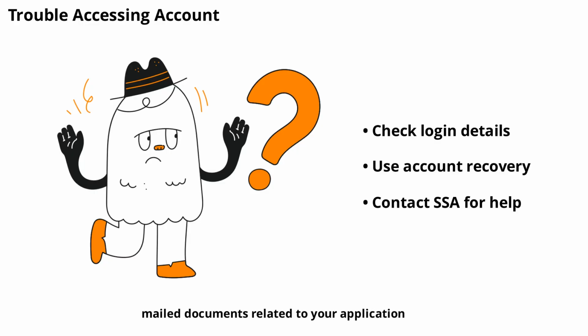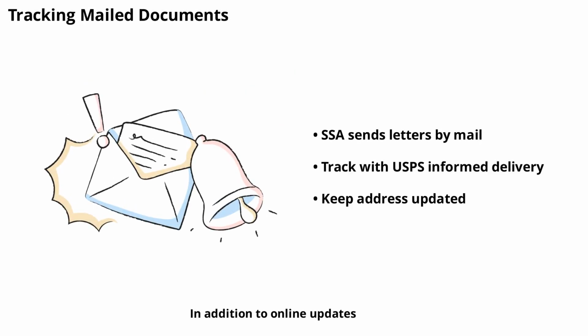Now, let's look at how to track mailed documents related to your application. In addition to online updates, the SSA will send important documents by mail, such as approval or denial letters. If you're expecting a document, you can track its delivery using the USPS Informed Delivery Service. This can give you peace of mind while you wait. Always keep your mailing address current in your SSA account to avoid missing important correspondence.